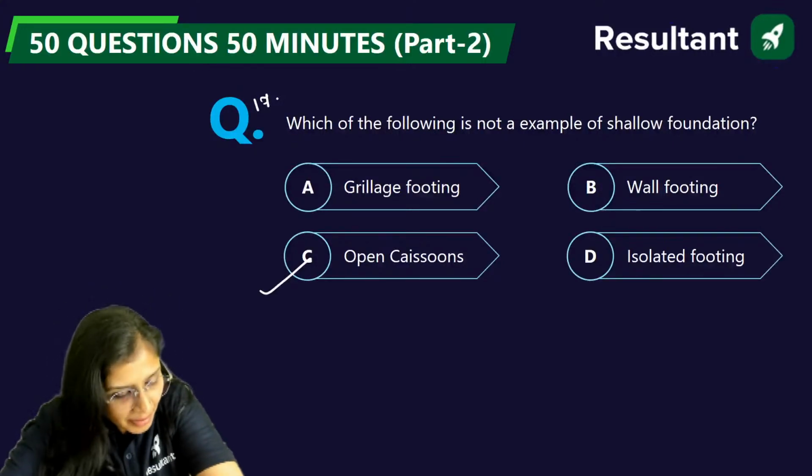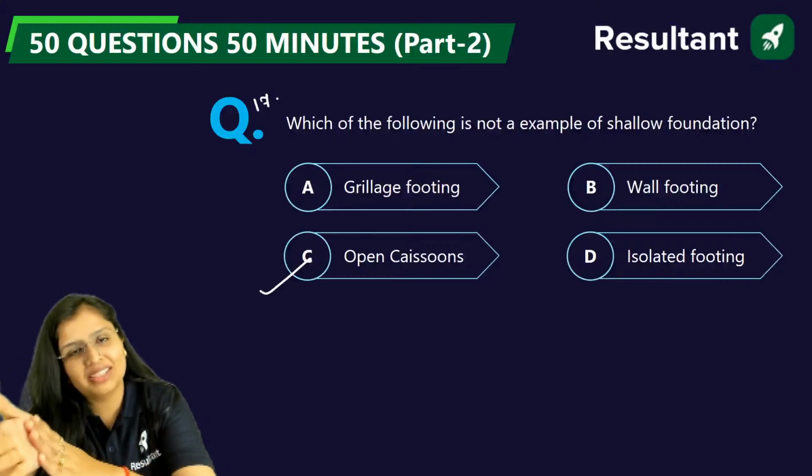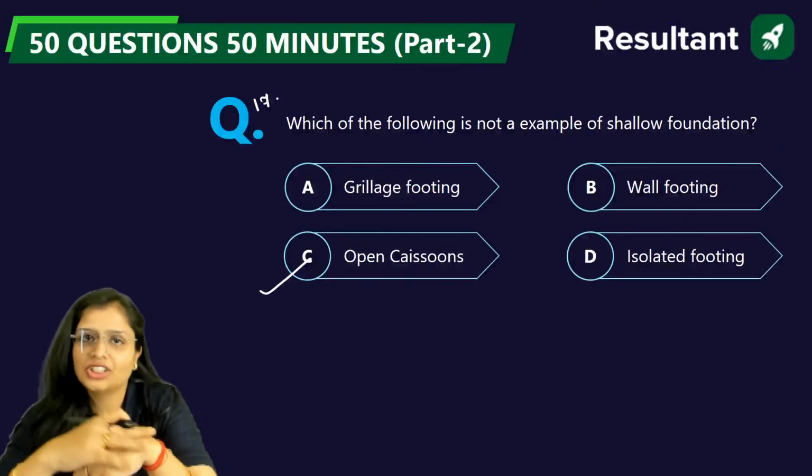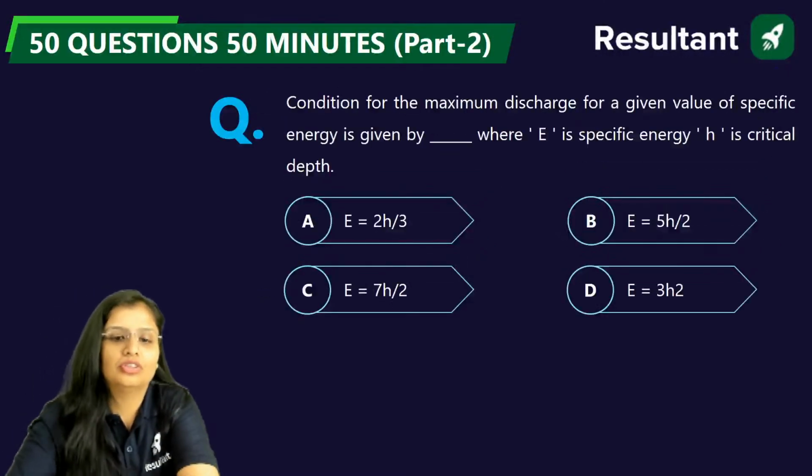Can anybody tell me how we can classify shallow foundation and deep foundation? Generally, we say if the depth is less than the width of the foundation, that is shallow, and when the depth is more, then you call it a deep foundation.